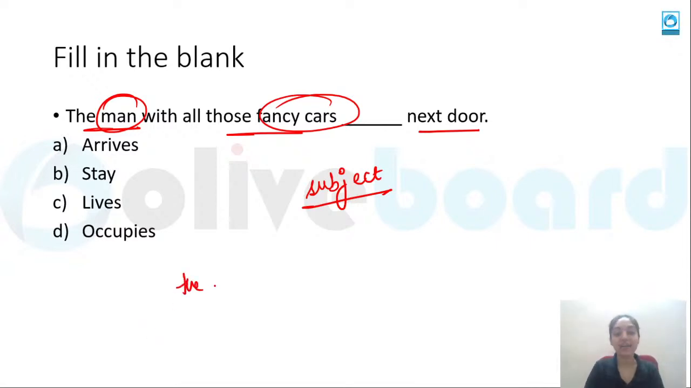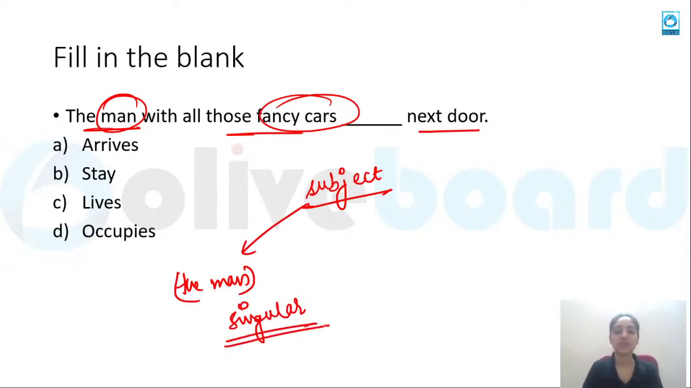The man here is the subject. The subject of the sentence is the man, which makes it a singular subject. So the subject of our sentence is singular. Accordingly, we can eliminate option B. The first option that we eliminate is option B because stay is a plural verb.